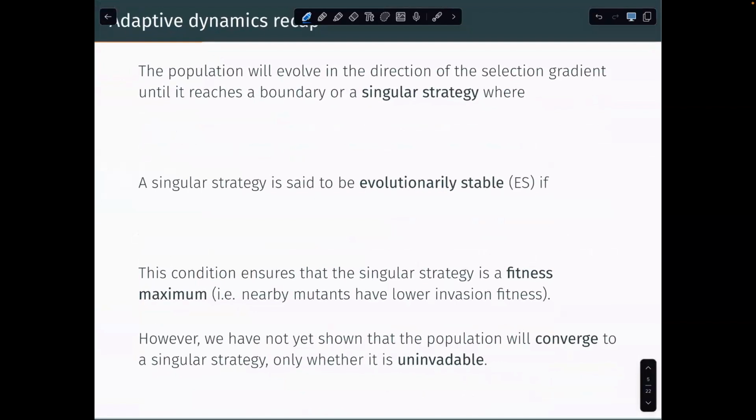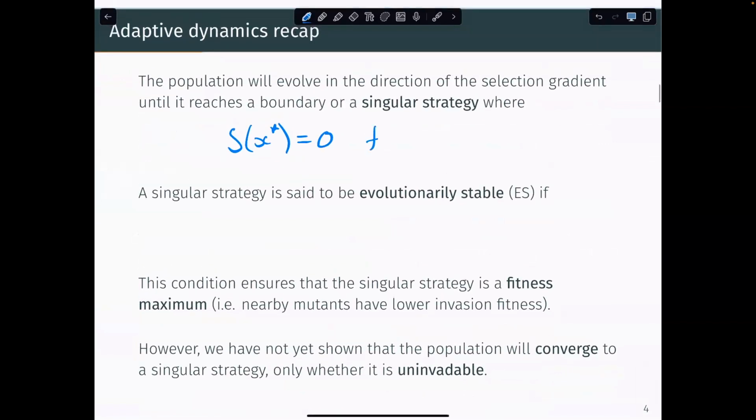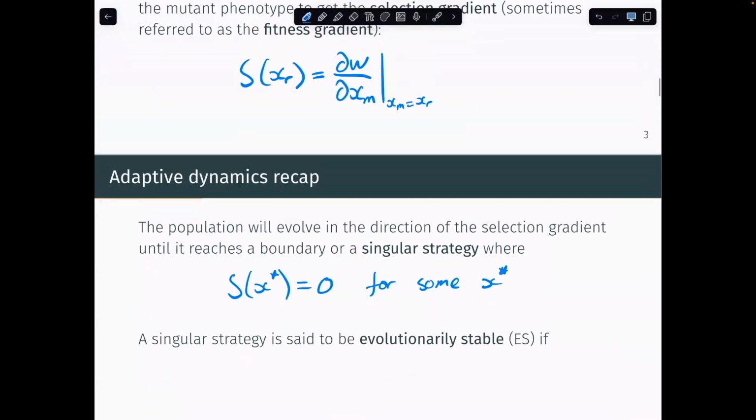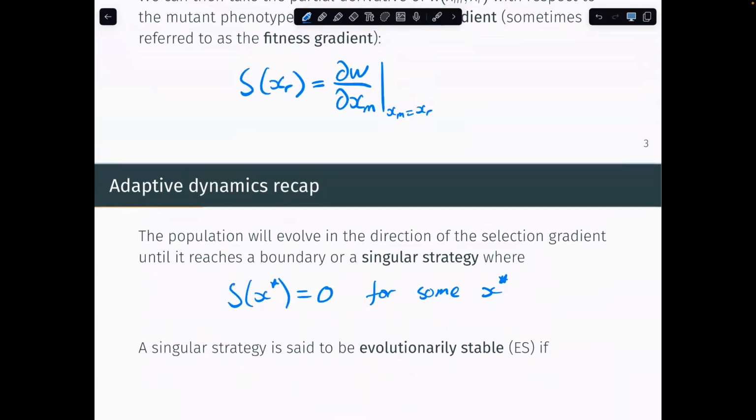Okay, so the population is going to evolve in the direction of the selection gradient until we reach a singular strategy. So this is just like equilibria in a normal dynamical system. We want this selection gradient to be equal to 0 for some singular strategy X star. Like I said, X will increase if this is positive, and it will decrease if it's negative. When the selection gradient vanishes, we're at a singular strategy. It's neither increasing nor decreasing at that moment.